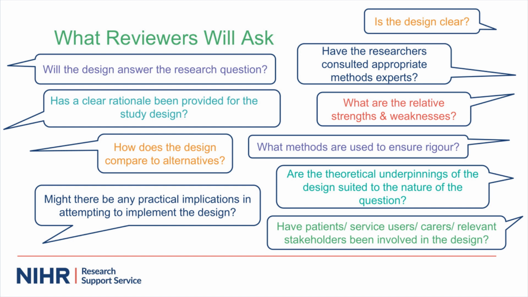Now, sometimes that might be quite obvious. If you're comparing two things, your first stop shop might be a randomized control trial, but there may be reasons why you can't do that, or it doesn't make sense. But make sure there's a clear rationale, whatever. Are the theoretical underpinnings of the design suited to the nature of the question? And this is something that a qualitative researcher might well ask. What are the relative strengths and weaknesses of the approach that you're adopting? How does the design compare to alternatives? So related really to the rationale for the study design that you're using. Is it the best? Is there another way of doing it?